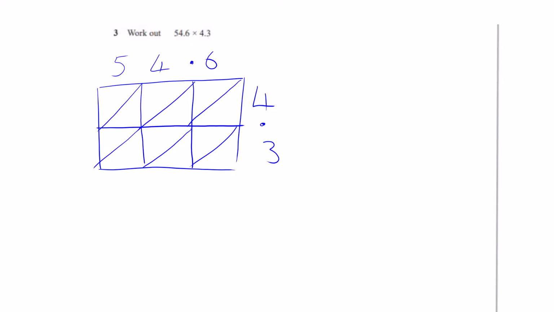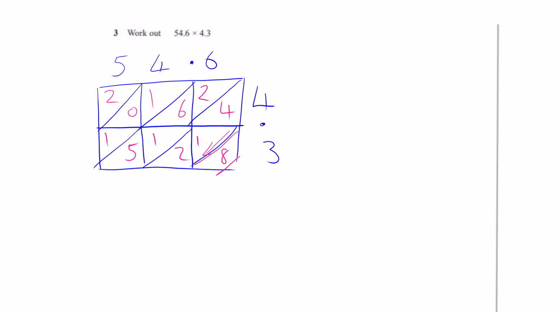So just multiply across. So we've got 5 times 4 is 20, 4 times 4 is 16, 6 times 4 is 24, 6 3s are 18, 4 3s are 12, and 5 3s are 15. Now we simply add, going down the diagonals.